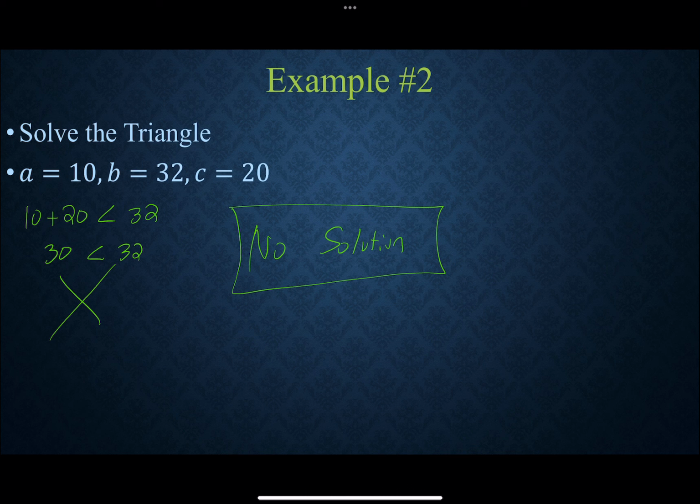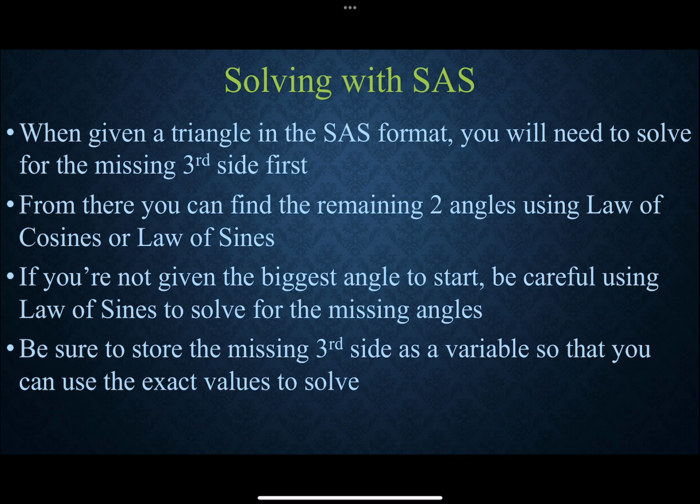It's very straightforward. Now, for side angle side, you need to solve for the missing third side first, because that's where you're using the side squared equals the other two sides squared and all that. And then the two remaining angles can be law of cosines again or law of sines. Regardless, you are going to have to store that third side, so no matter which one you go with, you need to make sure it's stored exactly because you're going to use it for law of cosines or law of sines.